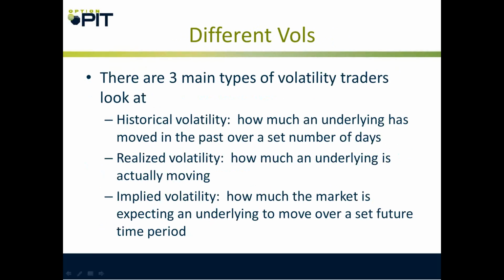So different types of vols. There are 3 different types of vols. All right. 2 that are kind of the same, and then 1 that is very different. So the first one is historical vol. That is how much the underlying has moved in the past. So how much has the data set moved around in the past? You can look over 30 days, 60 days, 100 days, you name it.